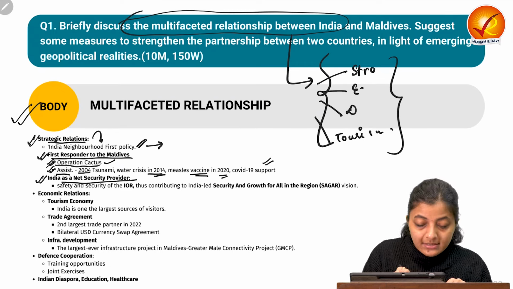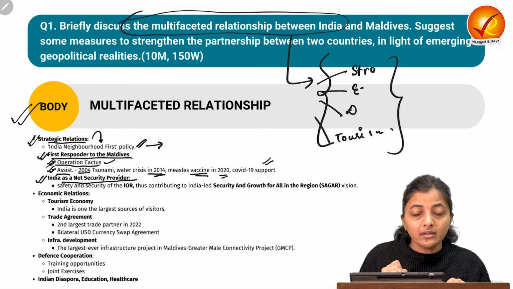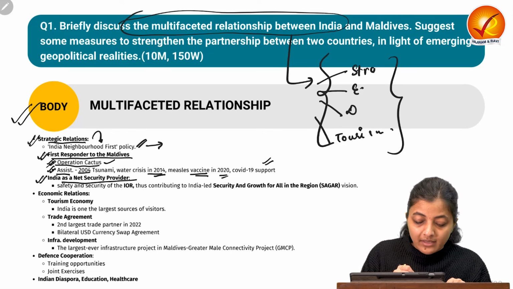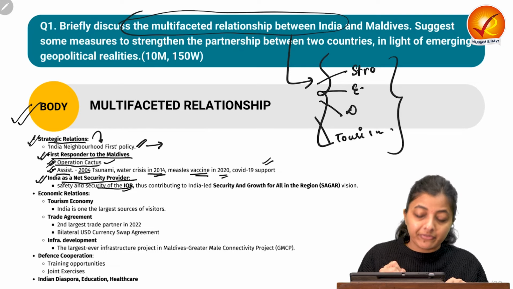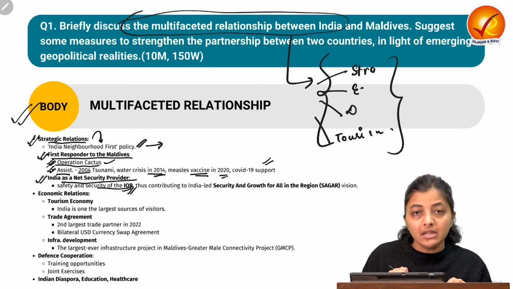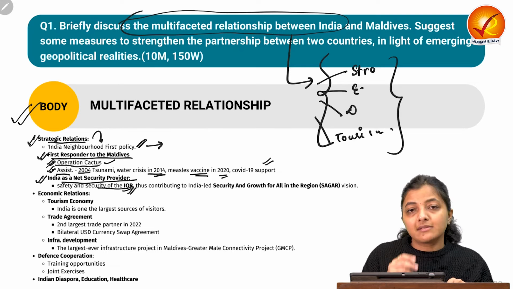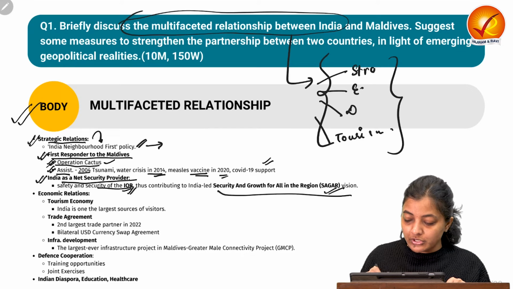Also, India is a net security provider in this region, as India is very keen on taking security and safety measures in the Indian Ocean region. Thus, this contributes to the SAGAR vision, Security and Growth for All in the Indian Ocean Region.